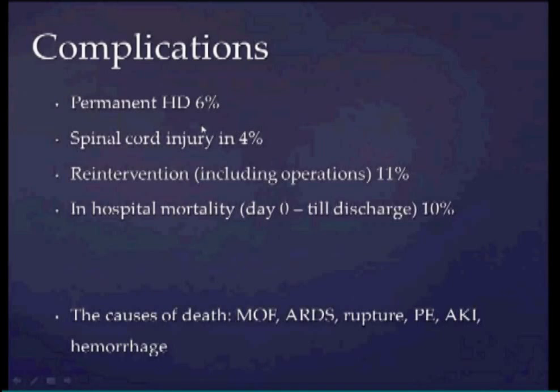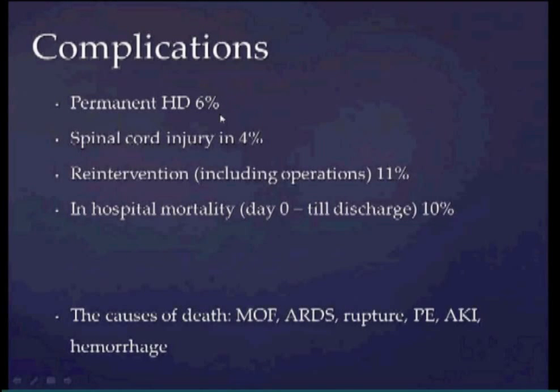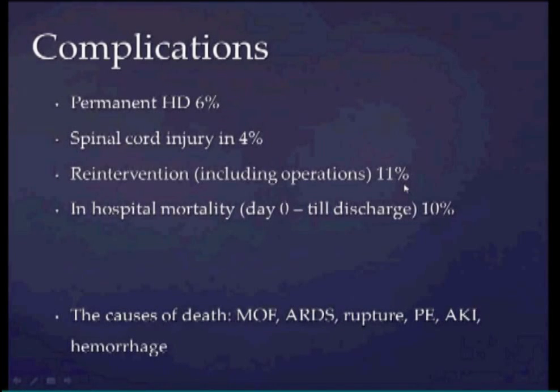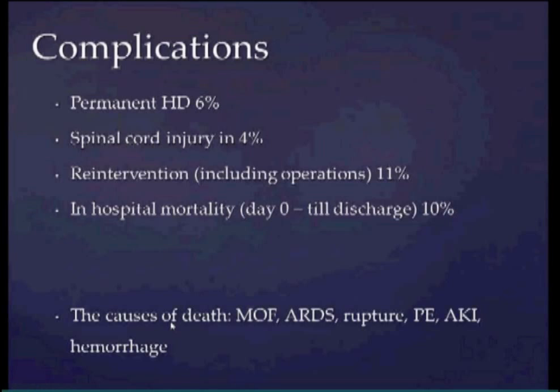The complications: 6% of the patients required permanent hemodialysis. Spinal cord injury was present in 4%, but the good thing was that the majority, about 70%, of these spinal cord injuries were not permanent. 11% of the patients required reintervention, and in-hospital mortality was about 10%. So these are pretty good results if you compare them to the literature. Basically, they are reasonably comparable to the literature that's been reported for AAA.